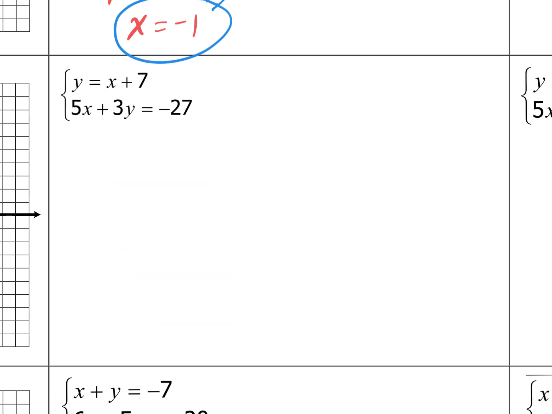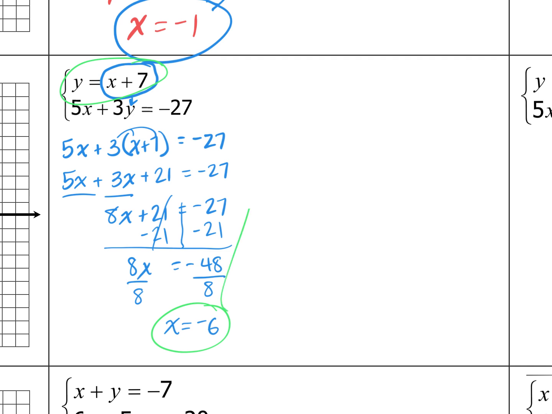Then I'm going to take this and put it in the original equation, and I'm going to go y equals negative 6 plus 7. So y equals 1. So negative 6, 1 is my solution.